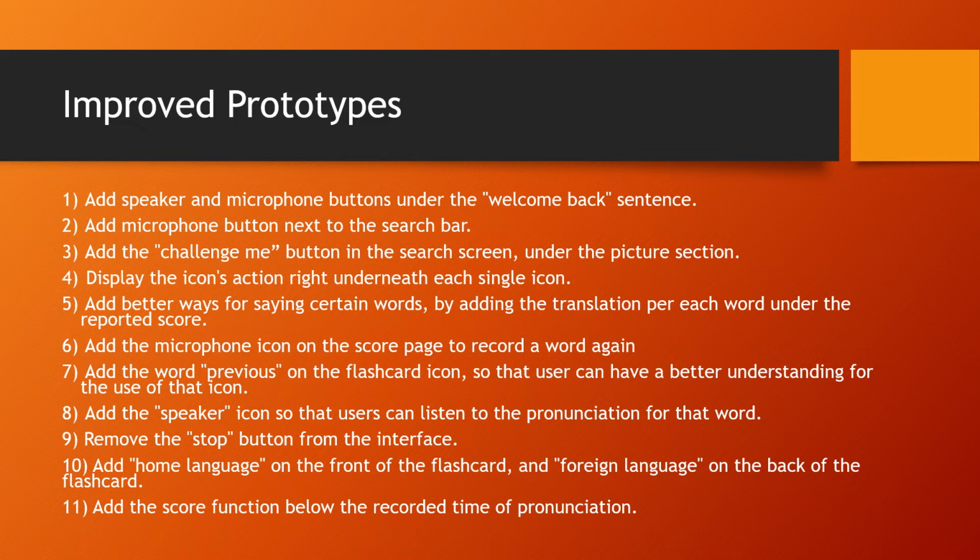And I added better ways for saying certain words by adding the translation per each word under the reported score. Also, I added the microphone icon on the score page to record a word again. I added the word "previous" on the flashcard icon so the user can have a better understanding of the use for that icon. I added the speaker icon so the user can listen to the pronunciation for that word.